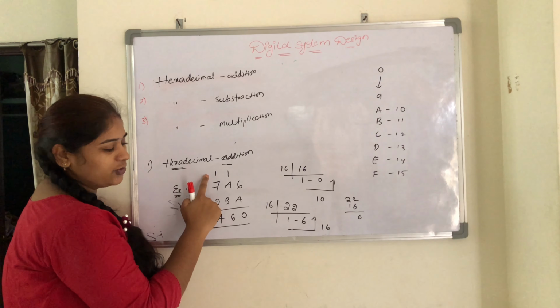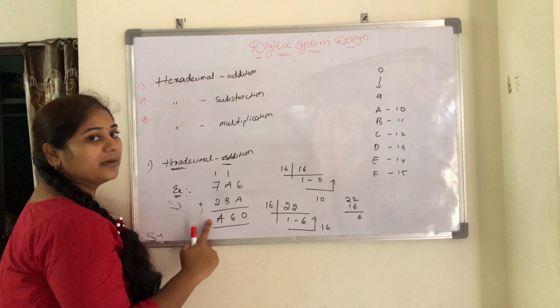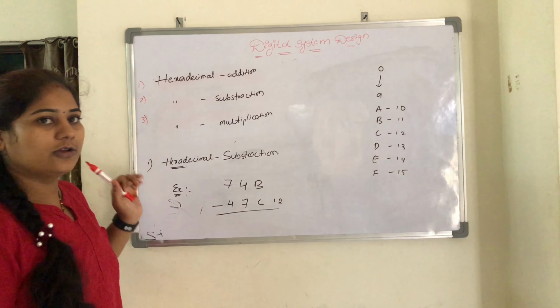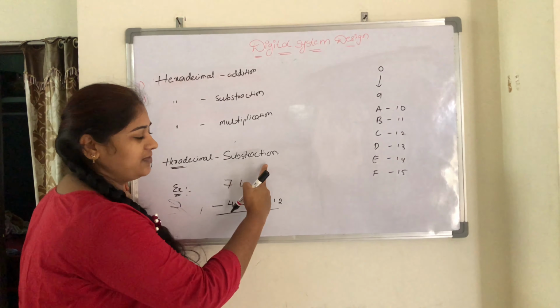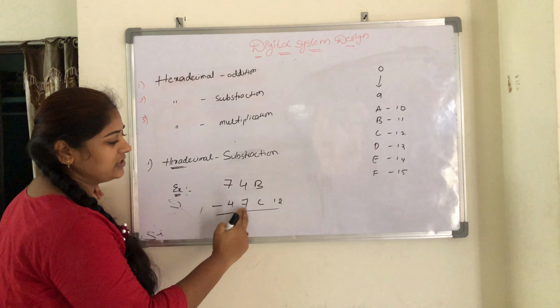So 7 plus 1 is 8, 8 plus 2 is 10, 10 is nothing but in hexadecimal a. So A60 is the answer. So the next one is hexadecimal subtraction. Take one example, 74b minus 47c.